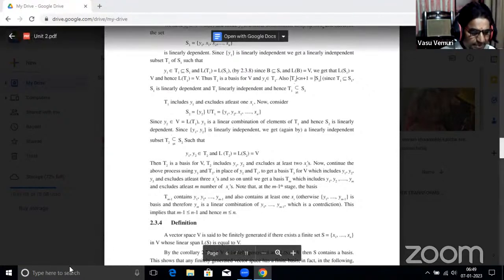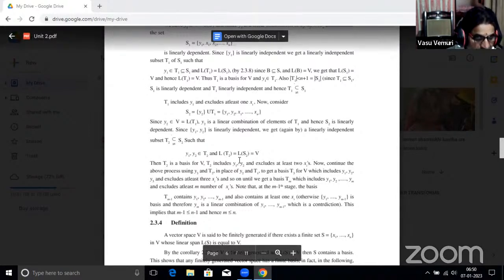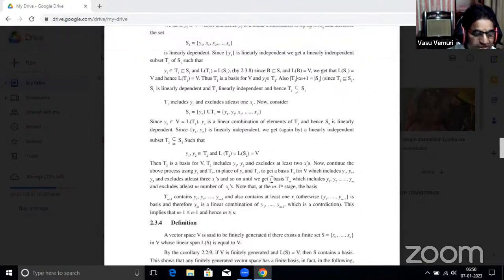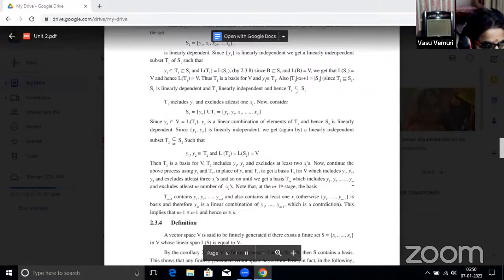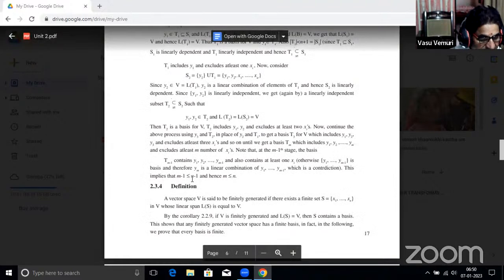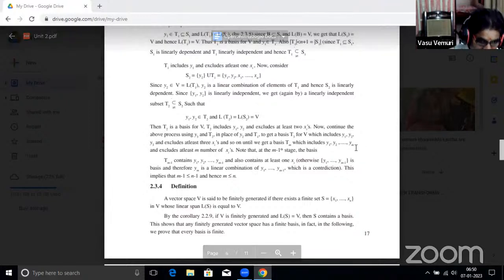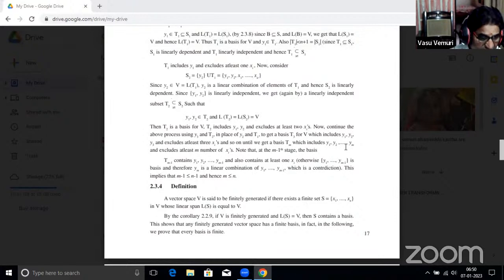Similarly, a number of subsets must be formed here: T3, T4, and so on. T3 is contained in S3 but is not equal. y1, y2, y3 belong to T3, and L of T3 equals L of S3 equals B. Similarly, L of Tm equals L of Sm equals B. Therefore, it consists of m elements. Tm plus 1 contains y1, y2, and so on up to ym minus 1. Before that, the m values consist of m minus 1 elements.